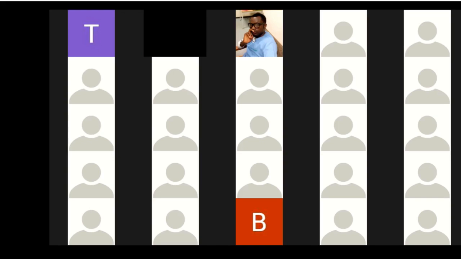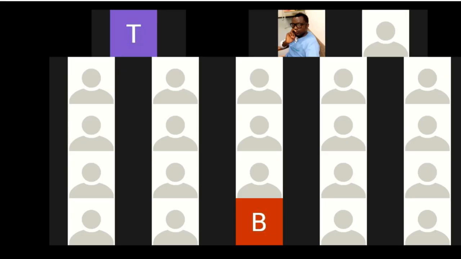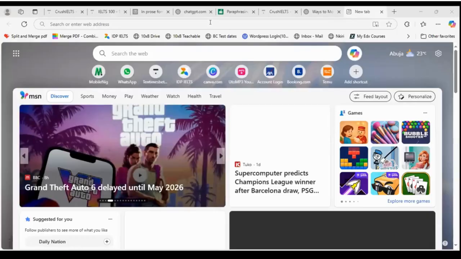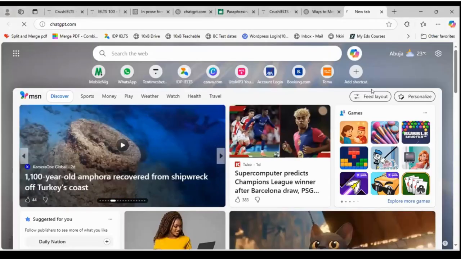I'm going to share my screen with you. You're going to see this thing I'm telling you to do now. You can ask ChatGPT to teach you a lot of things, and you're going to learn a lot. Of course, AI makes mistakes once in a while, but you will still learn something. Now, this is my screen and my browser. So I'm going to chatgpt.com.